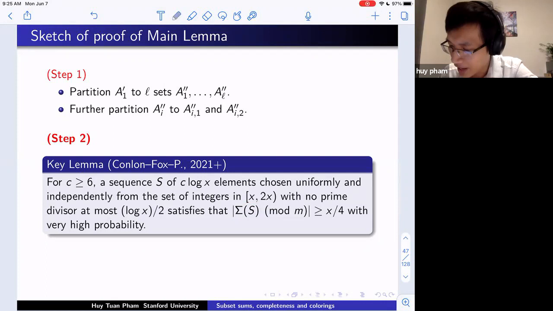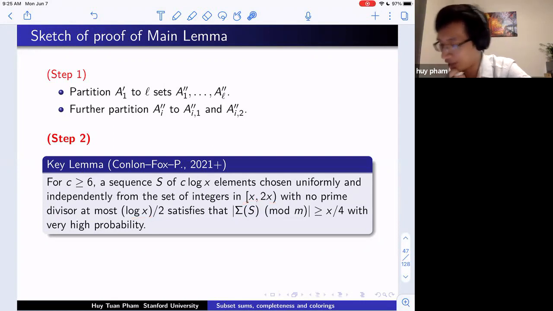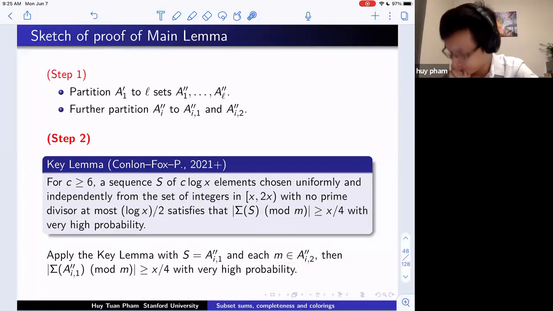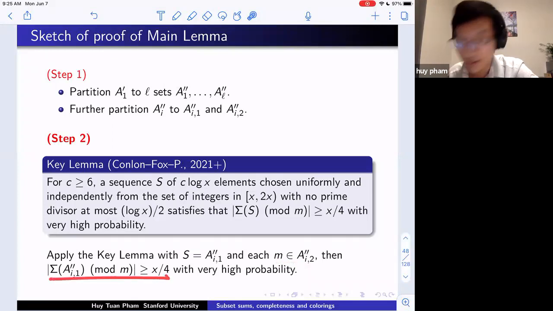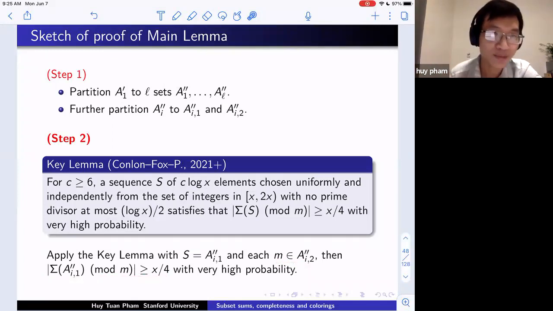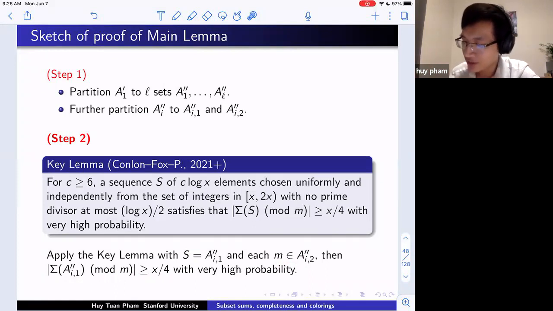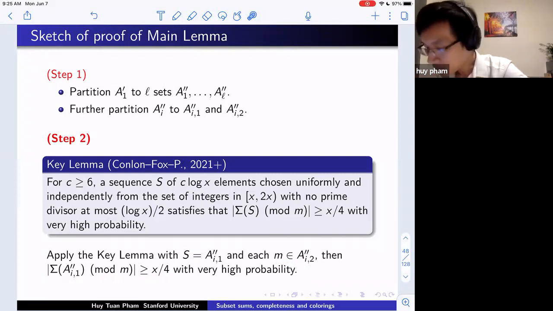So later we will take M to be just another element of this interval with no small prime factor. So you can just think of M as one of those elements. And we'll apply this lemma here with S being equal to Ai prime prime and with each M in Ai2 prime prime. And that gives us this conclusion, which is exactly the conclusion of step 2 of the general framework. And for everything here, we can just do it for a fixed M at a time because the probability will be very close to 1. So all of the union bound will just work.